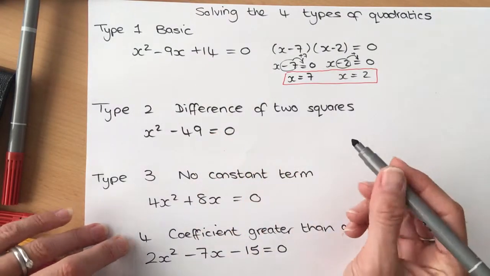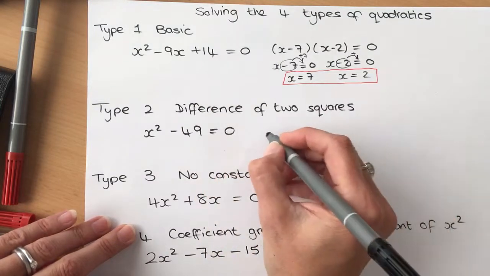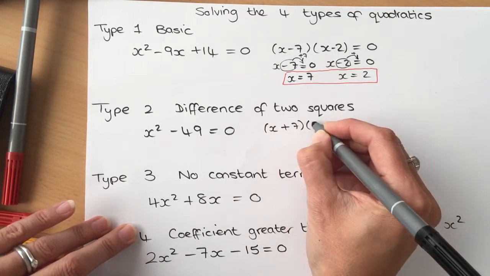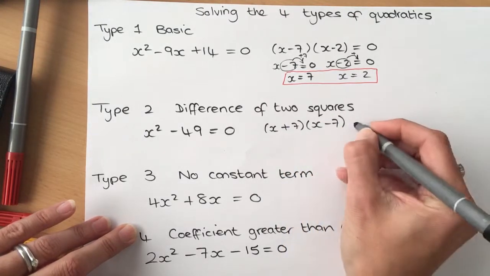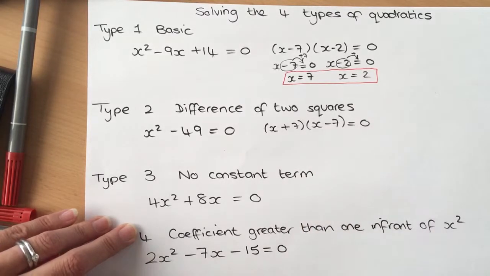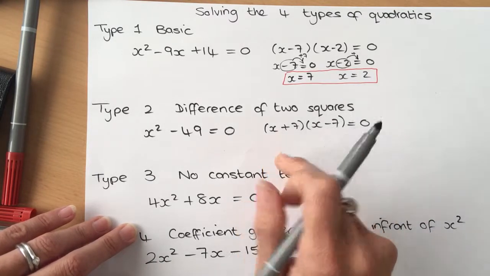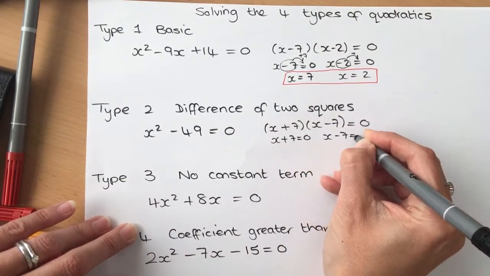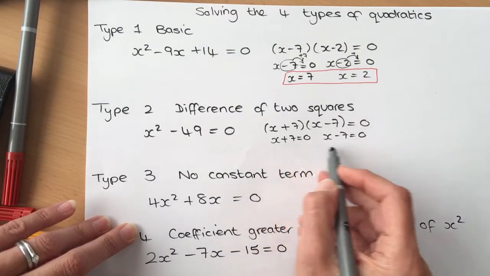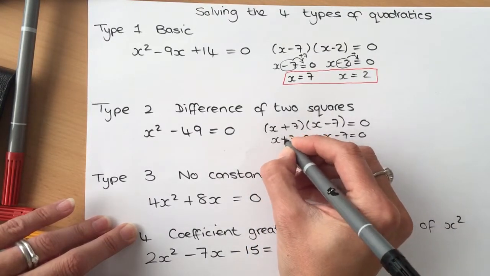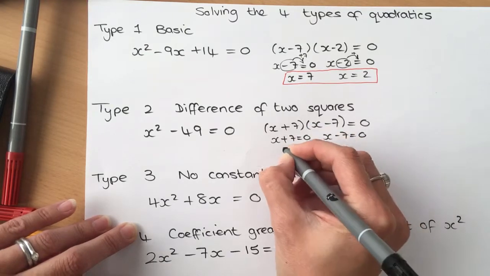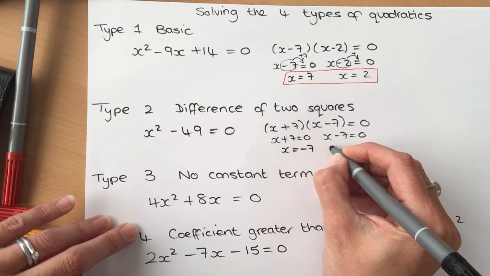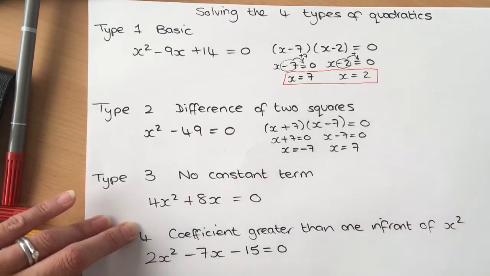The second one, again, is a difference of 2 squares. If you refer to my previous video, we should have one bracket that is x plus 7 and one bracket that is x minus 7. Again, we are just adding the extra bit, which is equal to 0 because we're solving it. We take out the individual parts, so x plus 7 equals 0 and x minus 7 equals 0, and solve the individual sections. Move the plus 7 across the equal sign, making it minus. So one of the solutions is x equals minus 7, and the other solution is x equals plus 7.